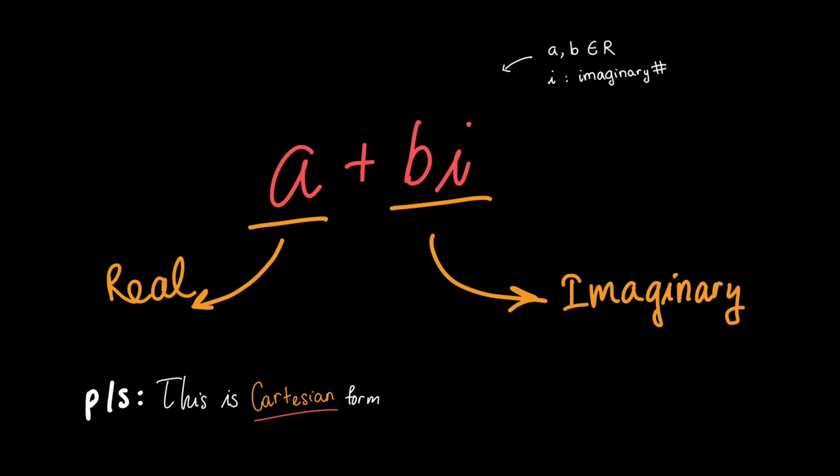First, as you can see here, a complex number can be written as a plus bi, where a is the real part of the complex number and bi is the imaginary part. a and b are real numbers and i is the imaginary number, which is equal to the square root of -1. So this form is the Cartesian form as annotated below, and we will come back to this in the latter part.